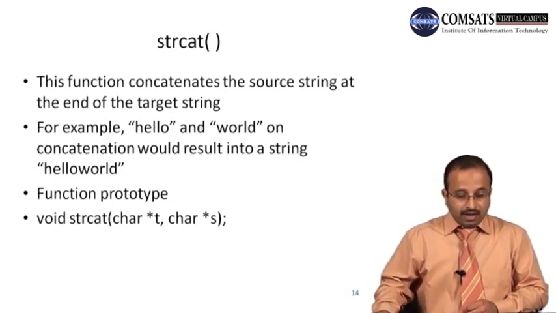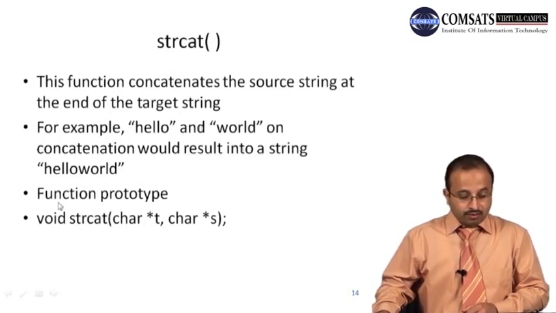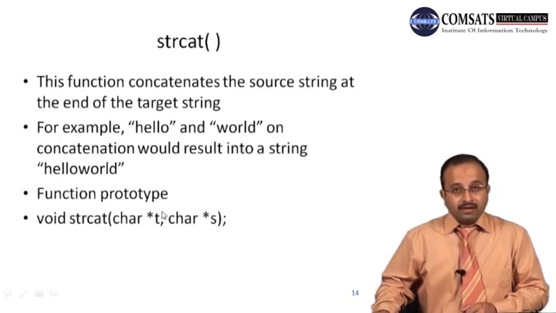For example, we have hello and world on the concatenation. The result is hello world. ठीक है, so साथ मिला कर लिख देगा. Function prototype is, so this is the target, this is source, so it will start reading the content of the source and writing to the target string, but where? Not at the beginning, at the end of the target string. What is the end? It starts writing from the null character in the target string.